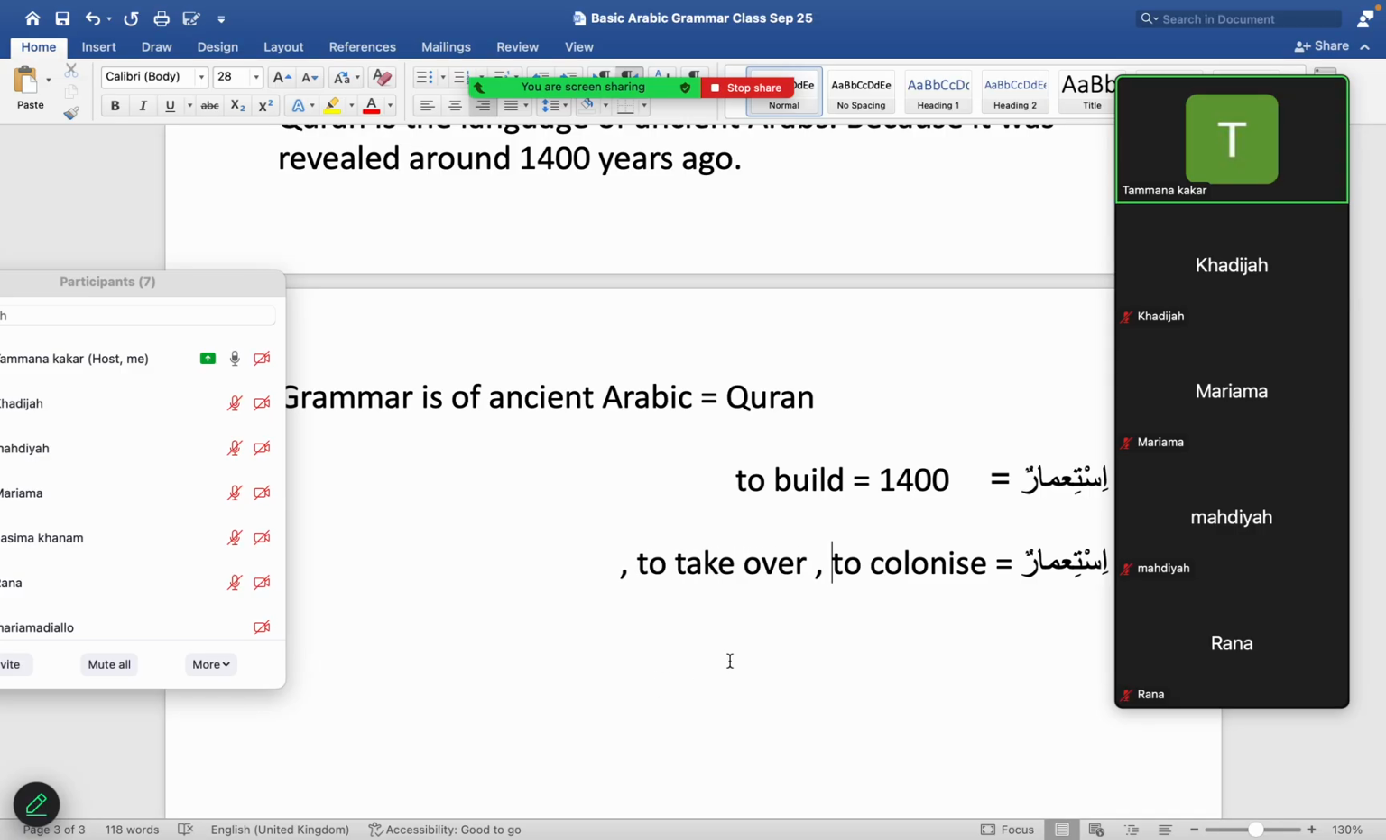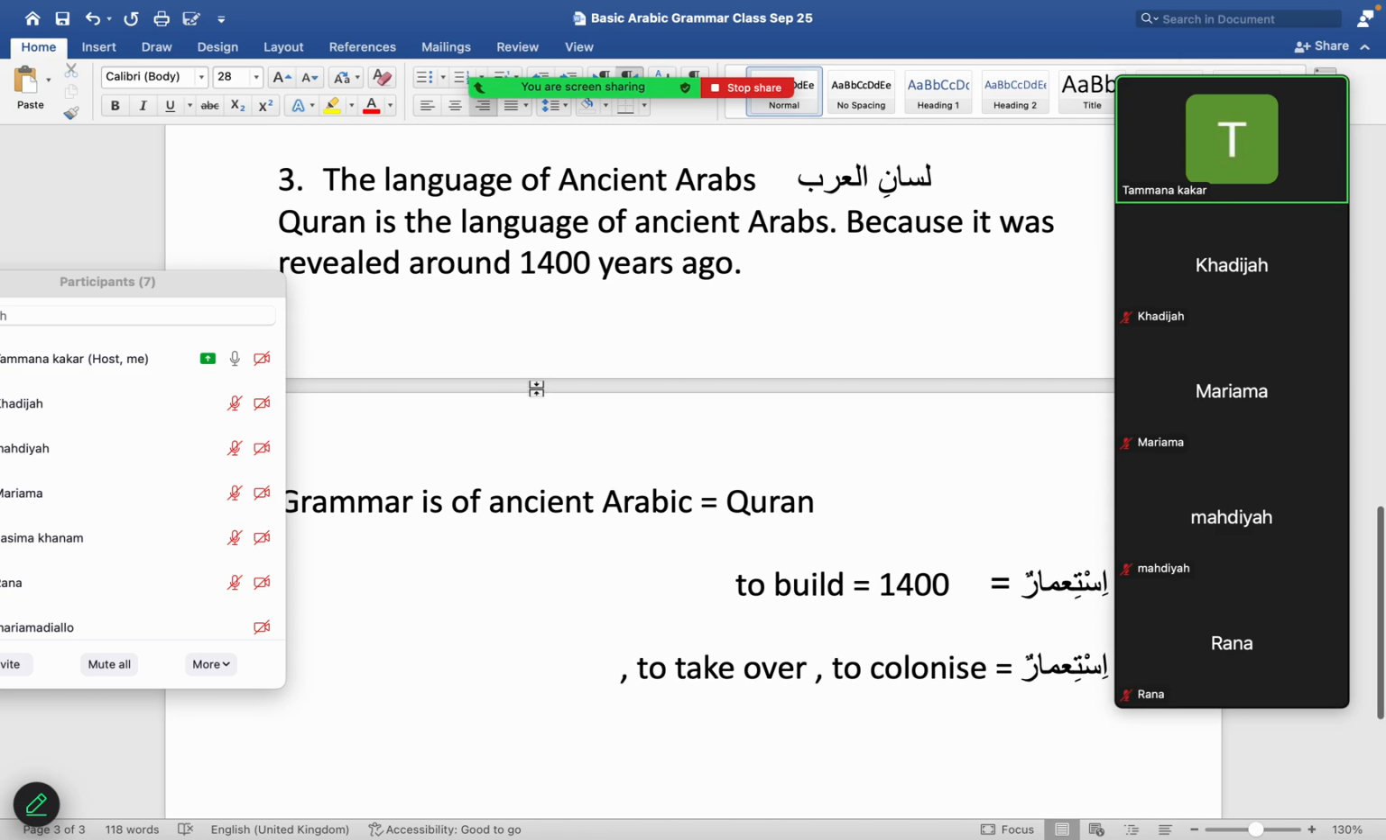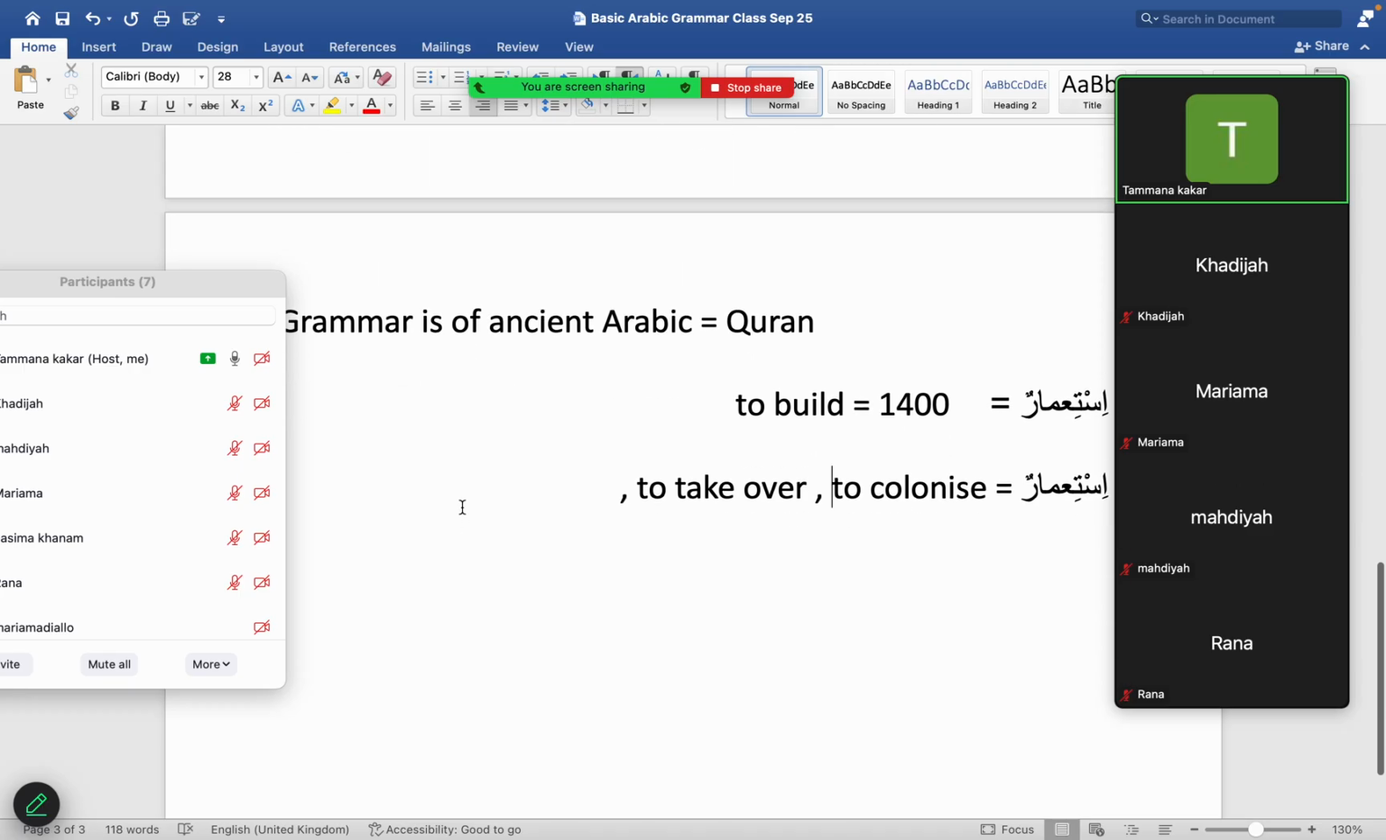Why is the meaning changed? Khadija, why is the meaning changed now? Because time has passed. A lot of time has passed. People have started using it in a different way. So the word doesn't mean the same.